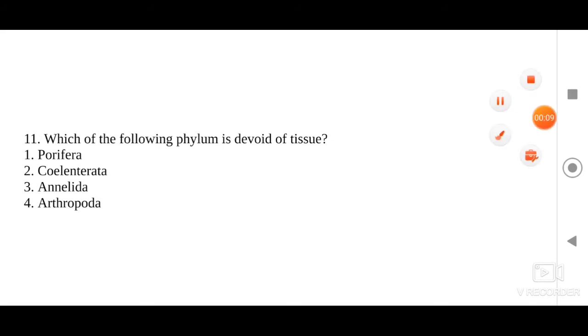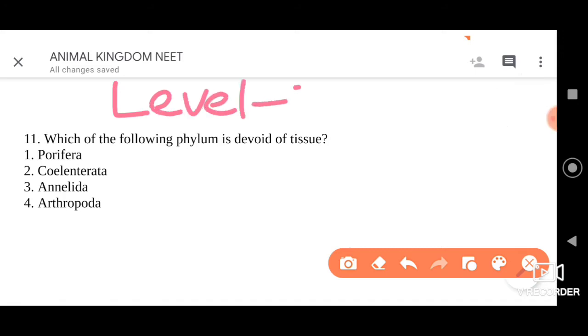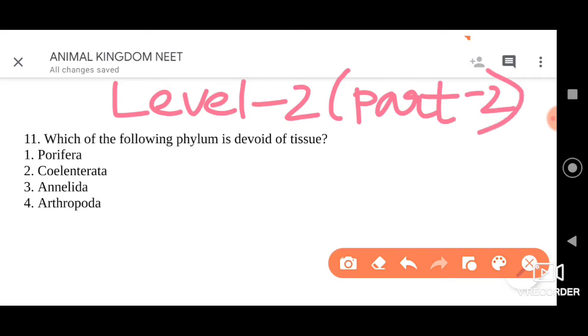In the previous session, we were discussing level 2 questions. That was part 2. In today's session, we are going to discuss part 3, a continuation of level 2. So we are continuing with part 3.